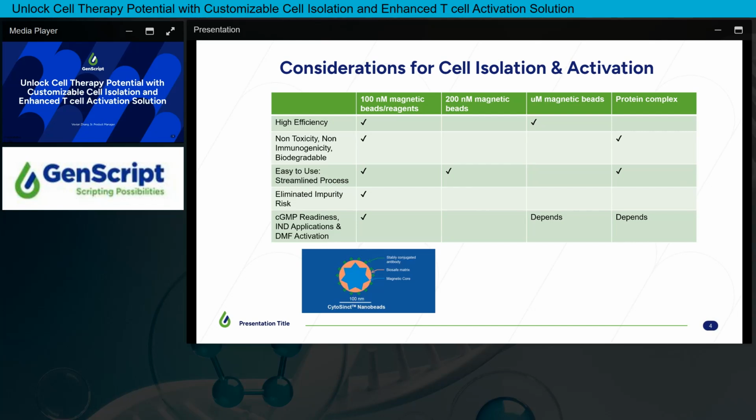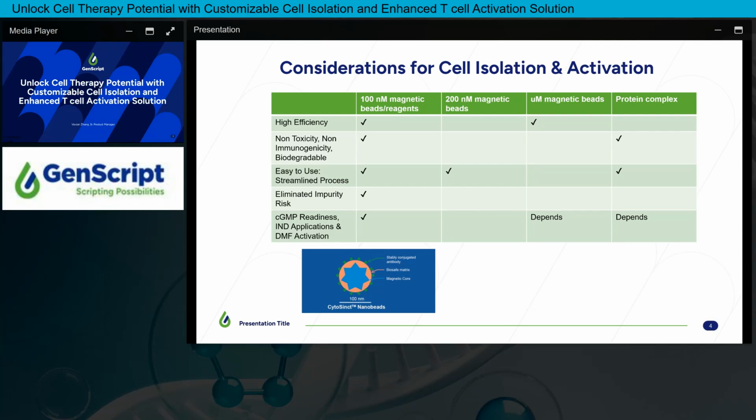So there are a few different options on the market for cell therapy, for cell isolation and activation. Many of them are using magnetic bead technologies with different sizes of beads, ranging from nanometers to micrometers. And there are also protein complex type products that can do the activation as well. There are pros and cons of different types of technologies, which you will want to fully evaluate to make your proper decisions.